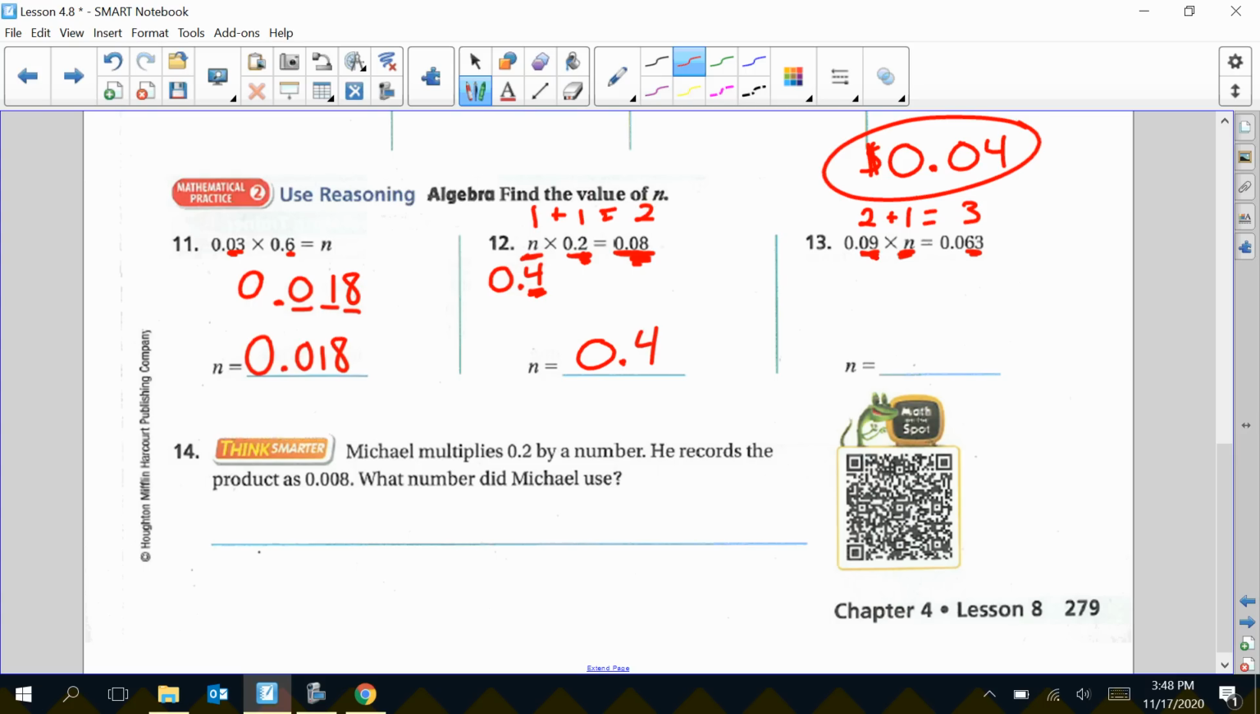And 9 times what number gives me 63? 9 times 7 gives me 63, and I need one place to the right of the decimal, so that would be 7/10. Hundredths times tenths equal the thousandths place, so this would be 7/10.